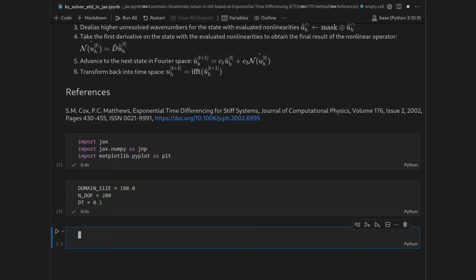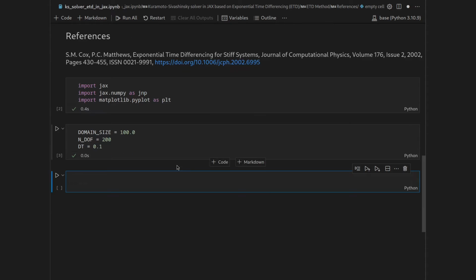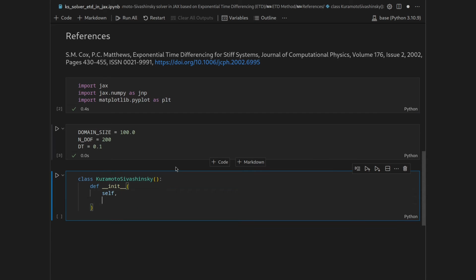And then we are already good to go to implement our Kuramoto-Sivashinsky solver, and I want to implement it in such a way that we have a class that can be called autoregressively, so that has a constructor as well as a call method which takes the state and produces the next state. So let's implement a class and call it Kuramoto-Sivashinsky. And then start with the constructor, so the initialization routine. And I want this one to take self, of course, and then the domain length L as well as N and DT.